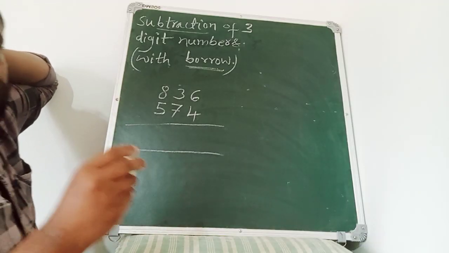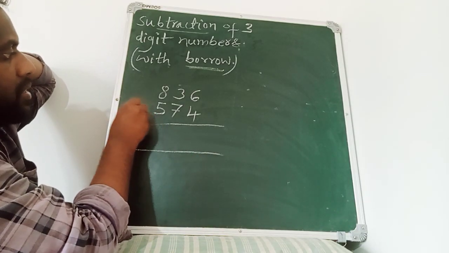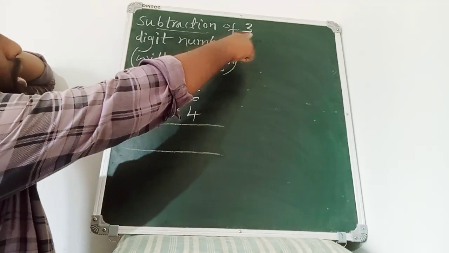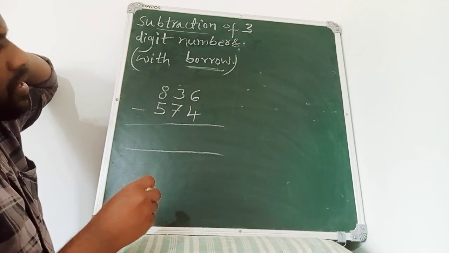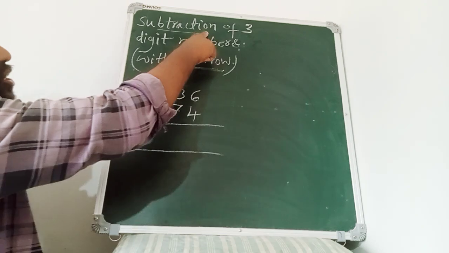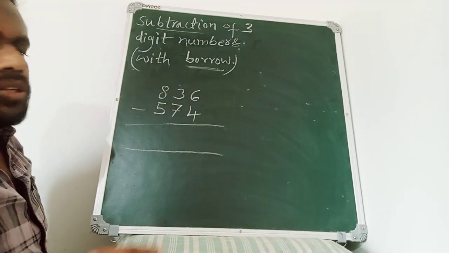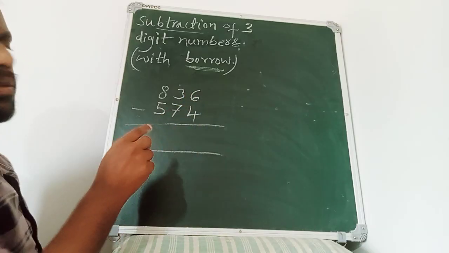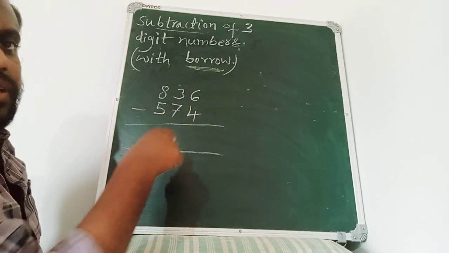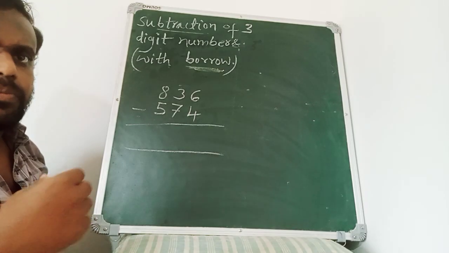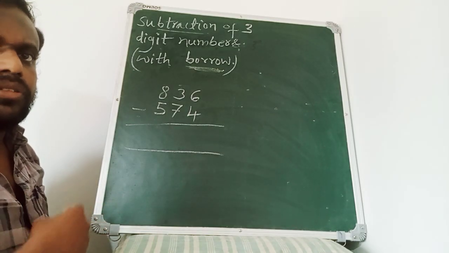Okay, so we are going to do subtraction. Subtraction means minus. This is the symbol for subtraction. So that's subtraction of three digit numbers. Okay, so you understood subtraction, you understood three digit numbers. Now what is borrow, that I will tell you while solving this problem. Now I will start explaining the subtraction process.